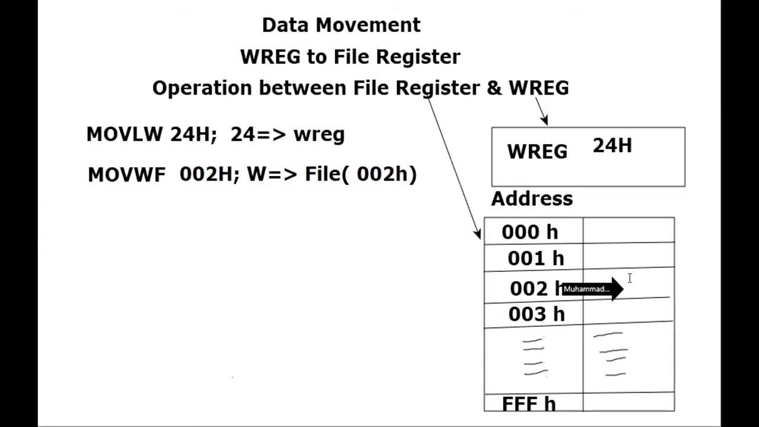So let's see. If I execute this command, what will happen? The value of the working register will come up here, which is 24 hex, right? I hope this point is clear.